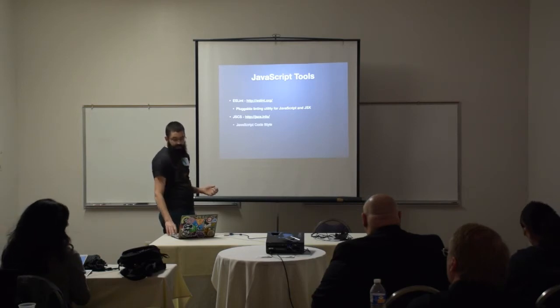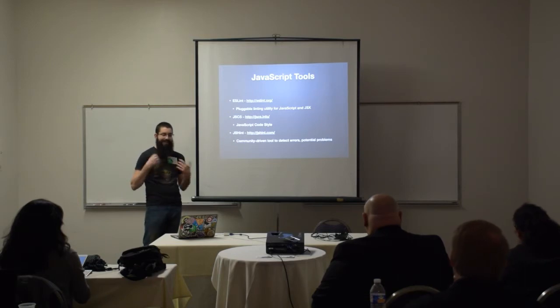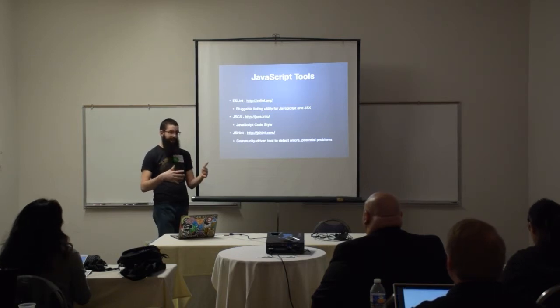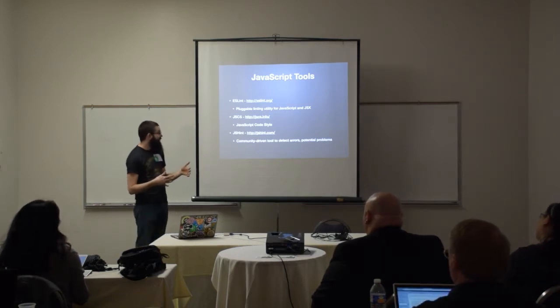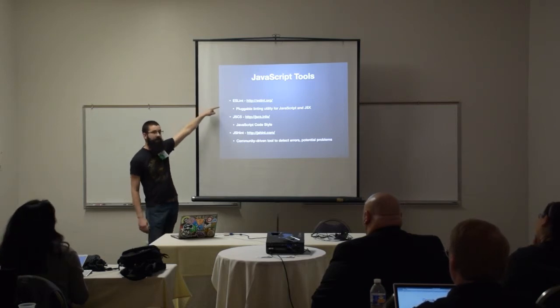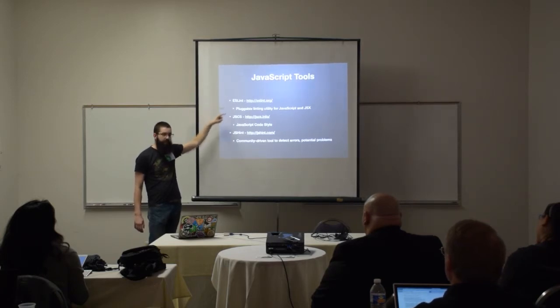JSCS is for JavaScript code style, and it does that. JSHint is a community-driven tool that detects errors and potential problems. JSHint and ESLint have a lot of crossover, and they occasionally get snaky with each other on GitHub issue queues, which is kind of funny. For whatever it's worth, Drupal 8 actually includes ESLint configuration, and they moved away from both of these tools and consolidated on that one.